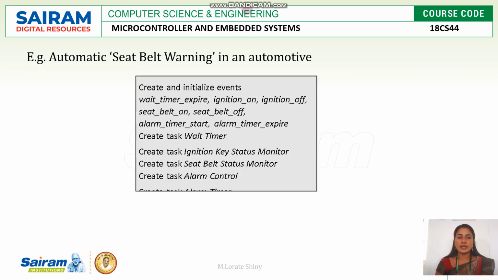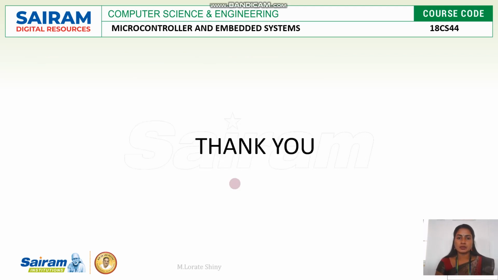The example again is the seat belt warning system only. Here we will create a task for the wait timer, then a task for the ignition key status monitor, then the seat belt status monitor, then alarm control. So for all of these we are making separate programs and executing them. Okay, thank you.